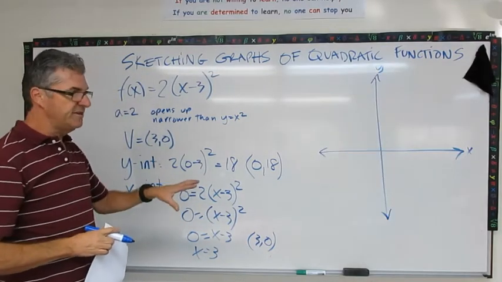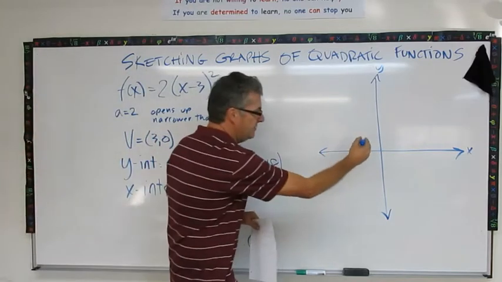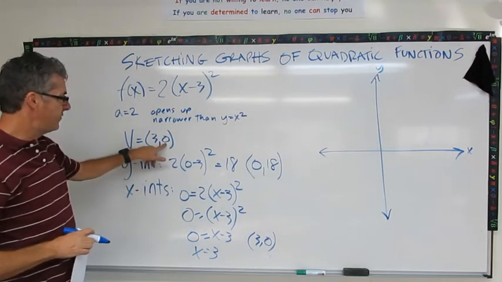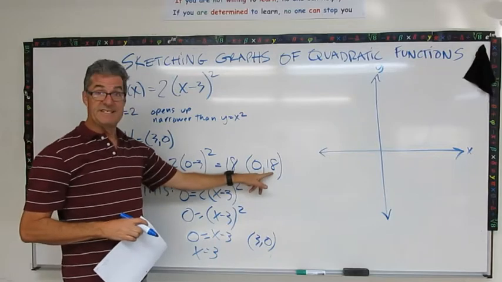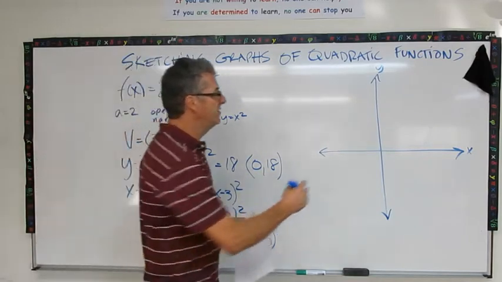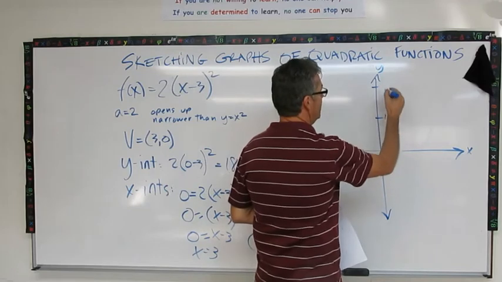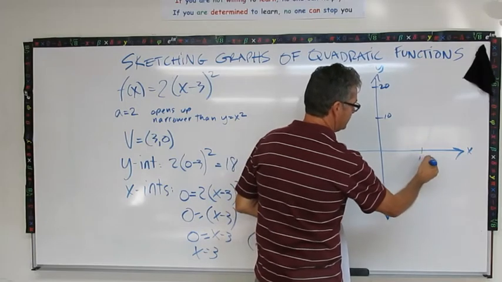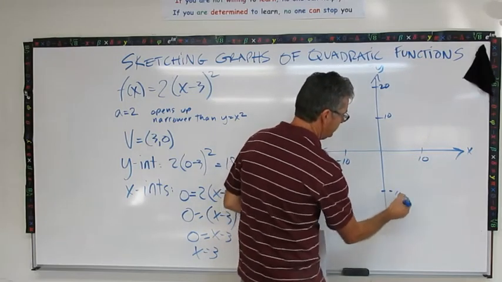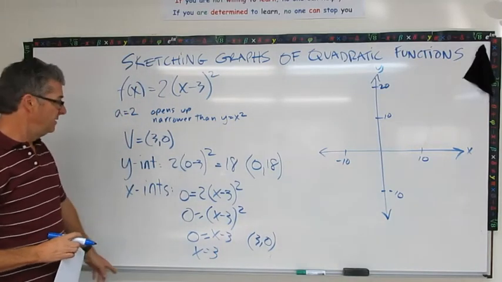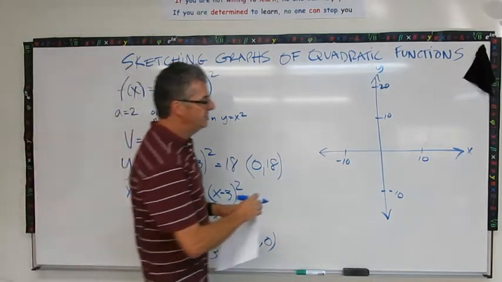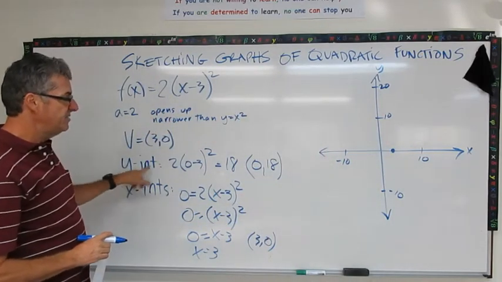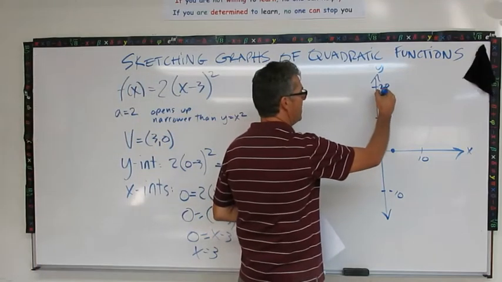Scaling your axes, we talked about this in an earlier video. Before you start getting really busy making a million tick marks on your axis, look at the points you have to graph. I've got to graph 3, 0, and I've got to graph 0, 18. That's a pretty big number. So what I'm going to do is go 10, 20, negative 10, positive 10, negative 10. Something like that. Okay, that's good enough. My vertex is at 3, 0, so that's going to be somewhere right about there. And then my y-intercept is at 0, 18. So that's going to be somewhere right about there.